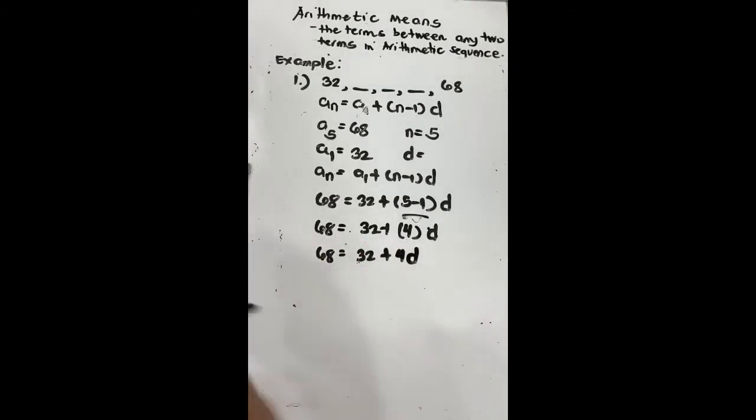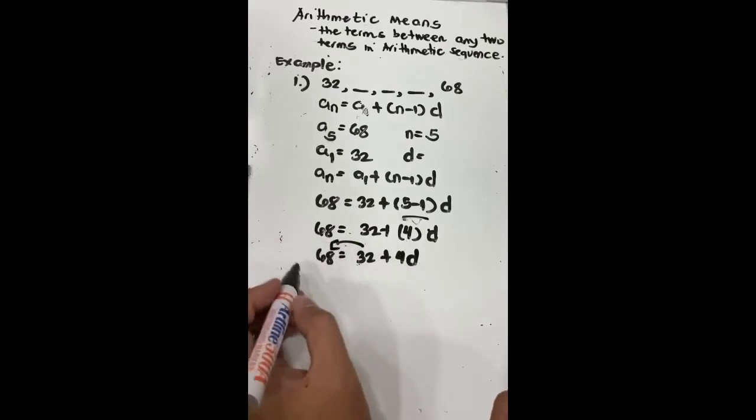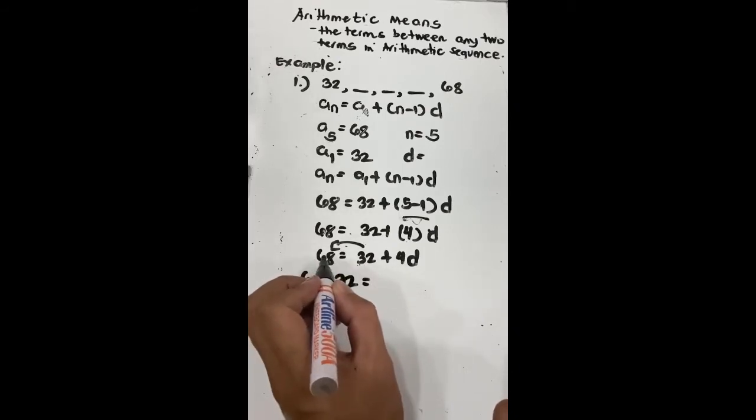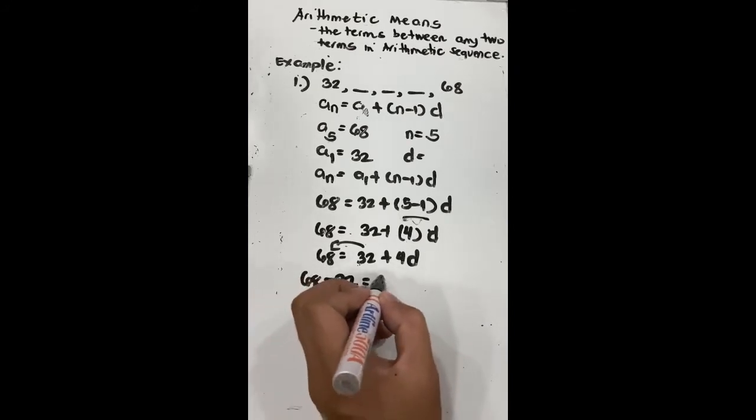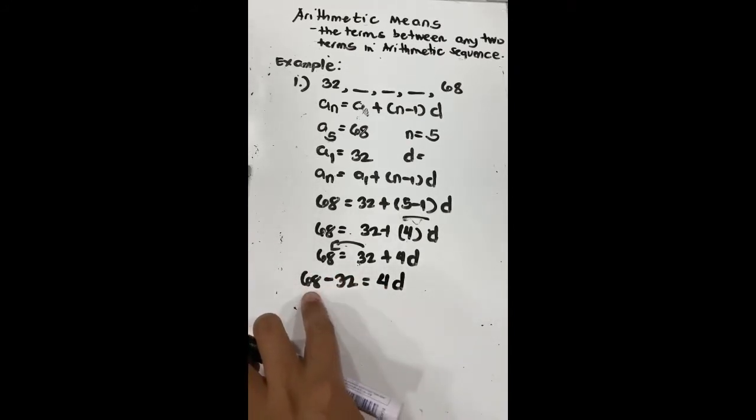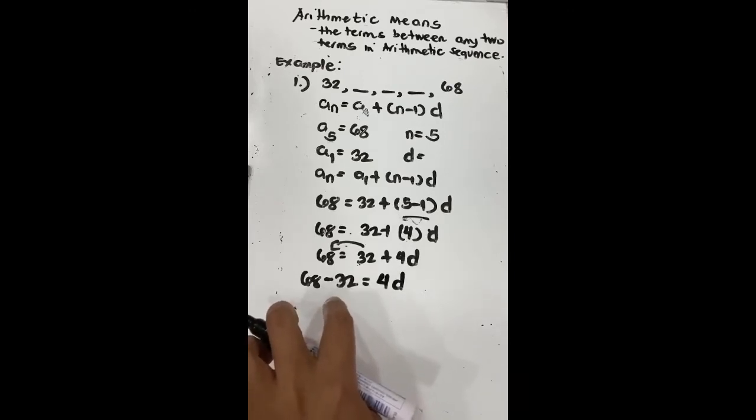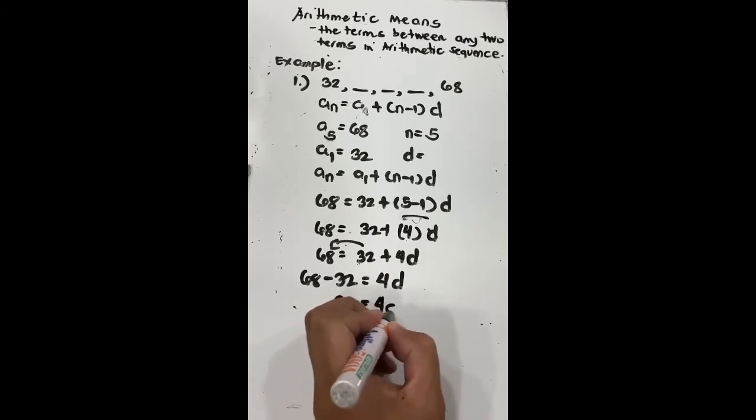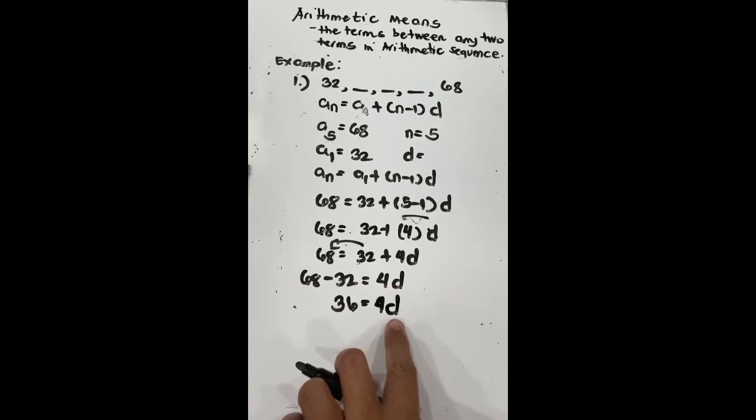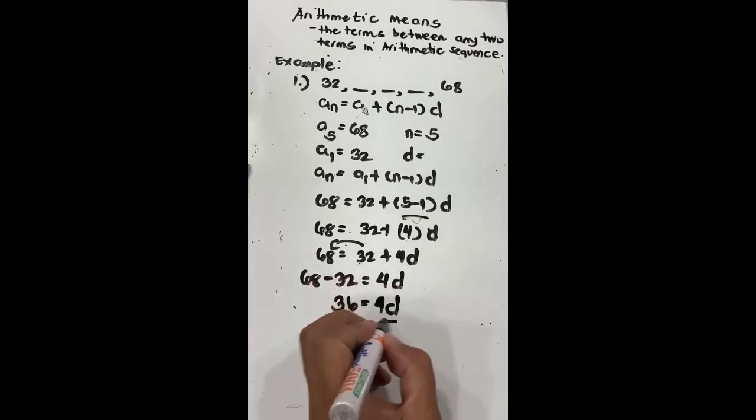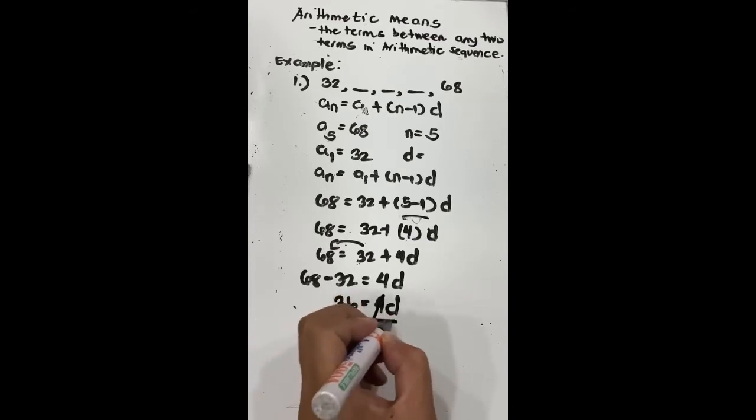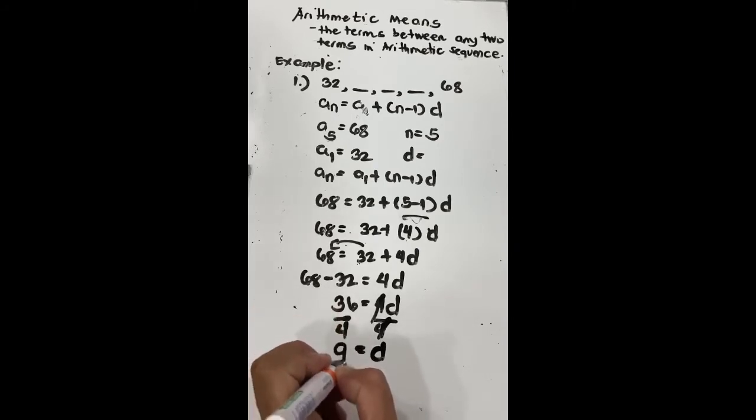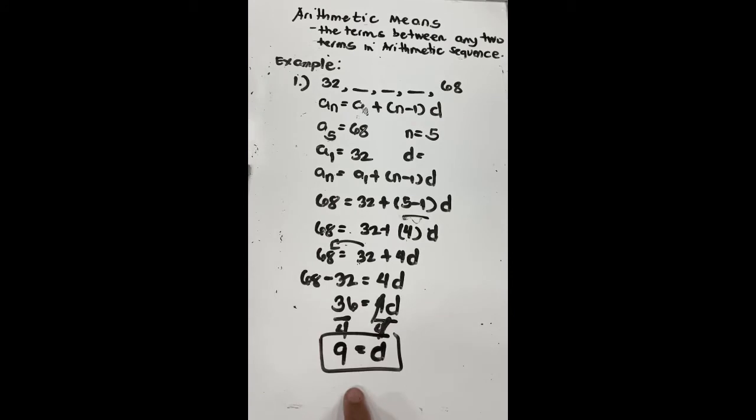And then transpose natin sa kabila yung 32. So that is 68 minus 32 because this is positive. So kapag tumawid yan sa kabila, it will become negative, equals 4d. So 68 minus 32, that is 36, equals 4d. So to find the d, we need to divide both sides by 4. So cancel na yon. So d, 36 divided by 4, that is 9. So our common difference is 9.